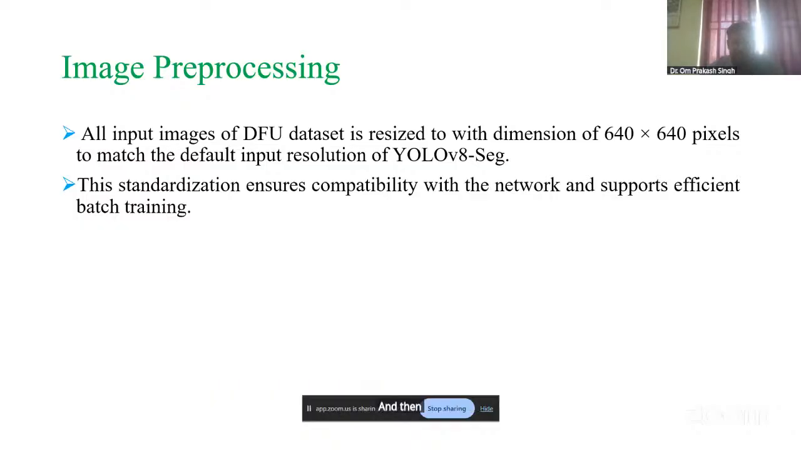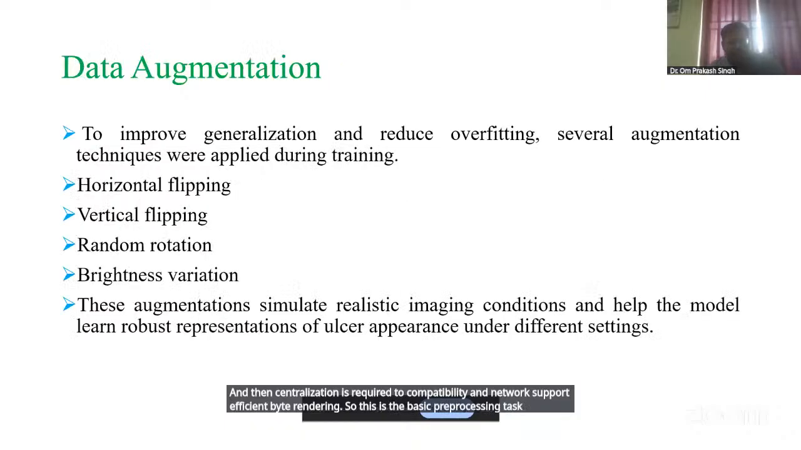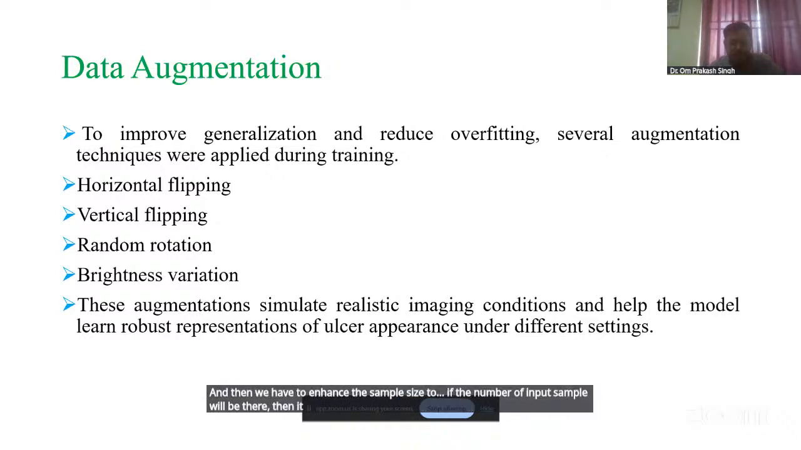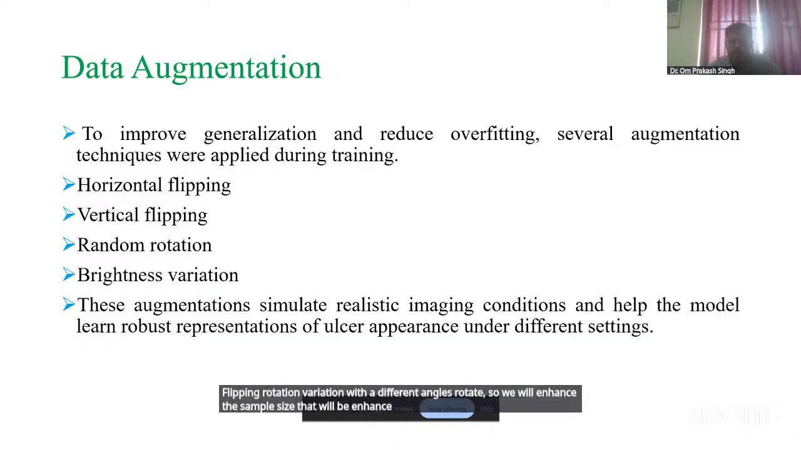And then standardization is required for compatibility and network support, and efficient batch rendering. So this is the basic pre-processing task we have to apply. And then we have to enhance the sample size, because if more input samples are there, then diagnosis will be better and training will be good. So for this purpose we have to apply data augmentation with the help of various image processing tasks such as flipping, rotation, and variation with different angles. So we will enhance the sample size, and that will enhance the robustness of our proposed model.